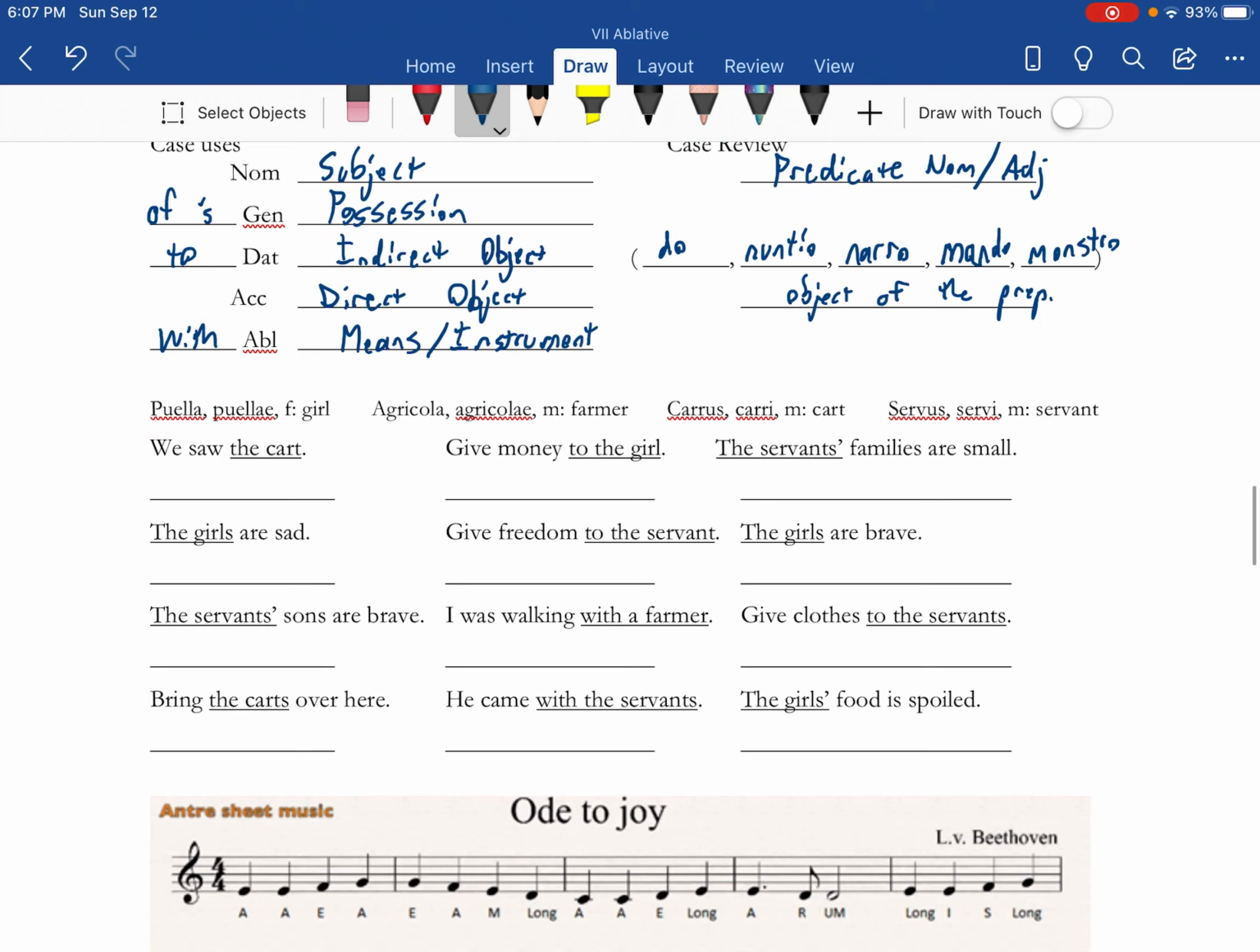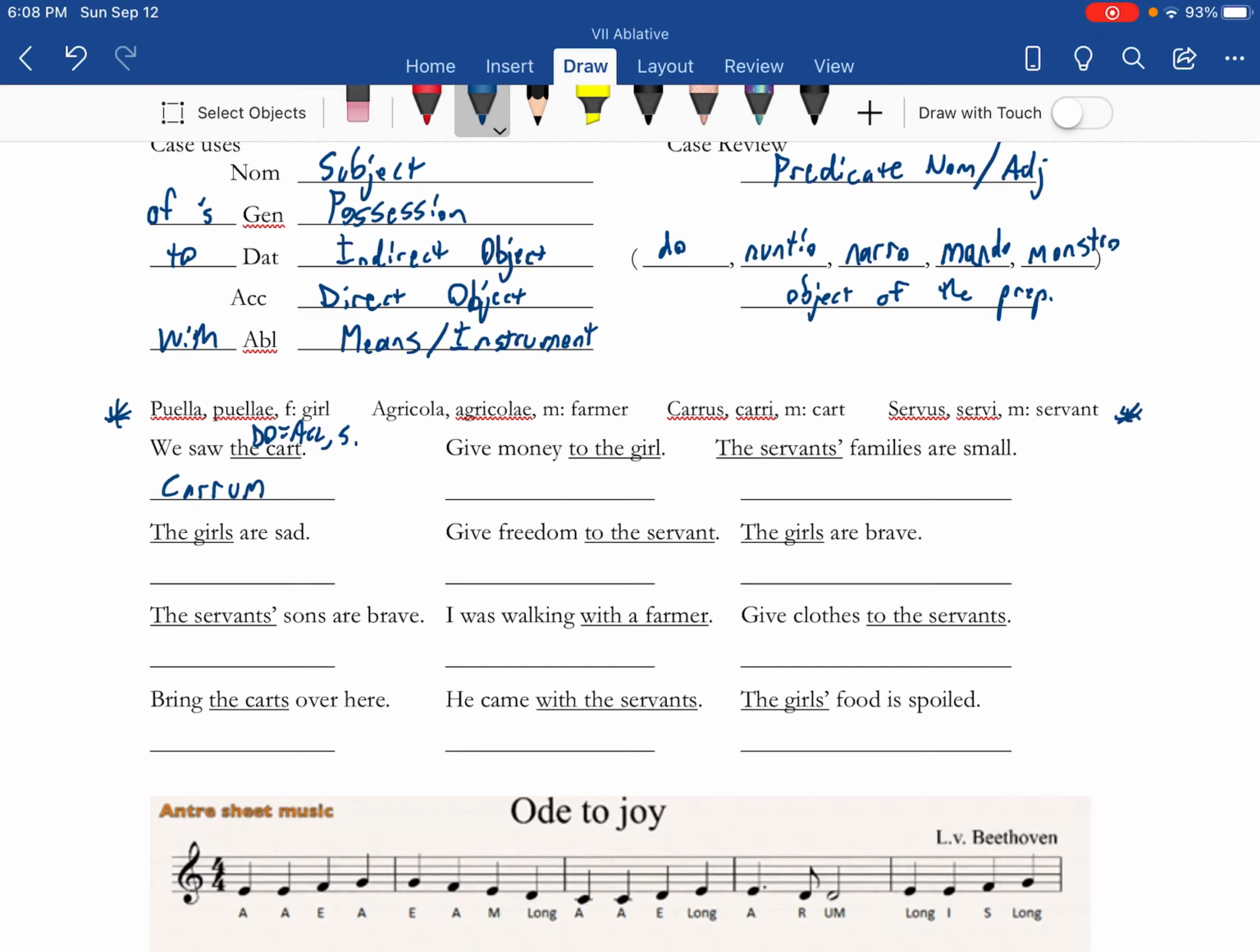All right, so looking at this section, we're going to put the underlined words in the Latin using the words up here. All right, so we saw the cart. This is direct object, which equals accusative, and just one cart, singular. The word for cart is carrus, so I've got carrus there, and I need to make that us. I gotta switch it to the accusative singular. So I look at my chart, second declension, boom.